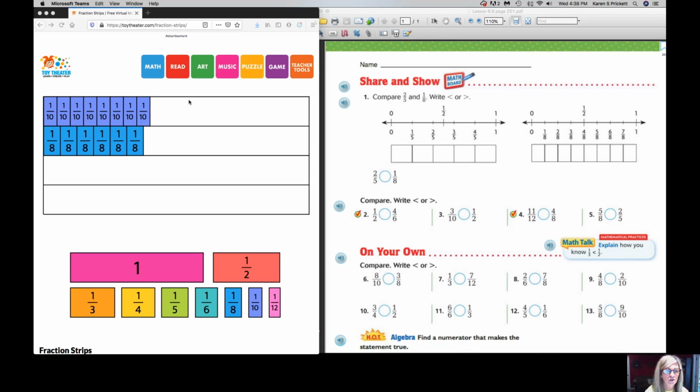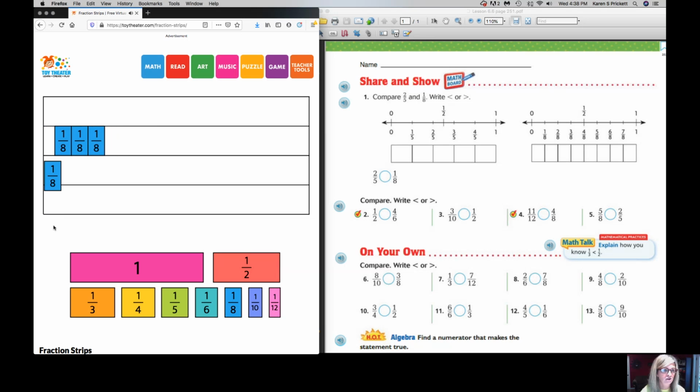I have pulled up over here on the left side of my screen a website called toytheater.com, where you can use virtual fraction strips to compare various fractions. I'm just going to click these that are already there off the screen, and you can see that you can just drag and drop them.